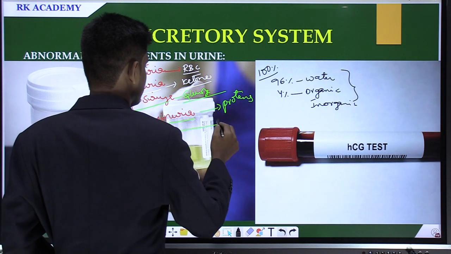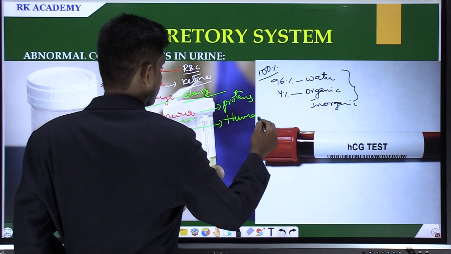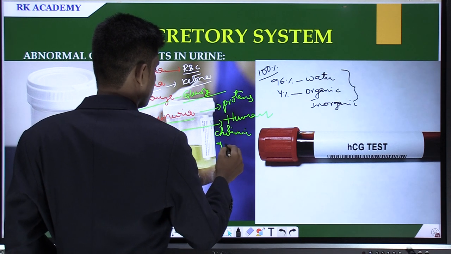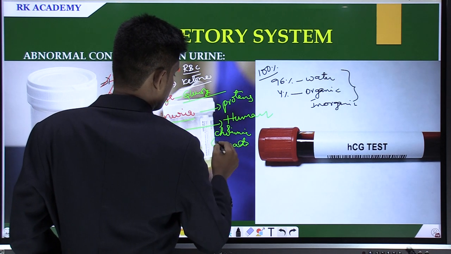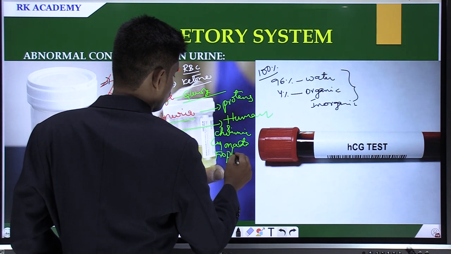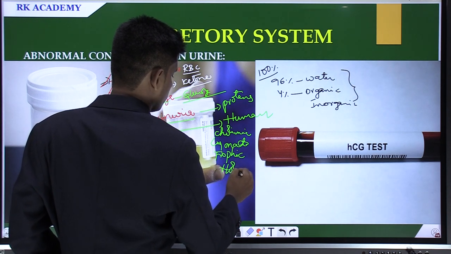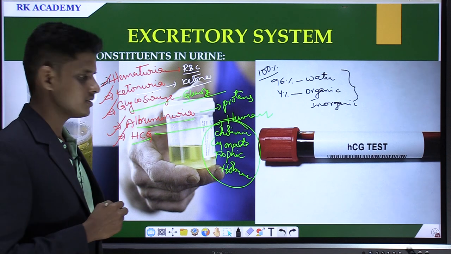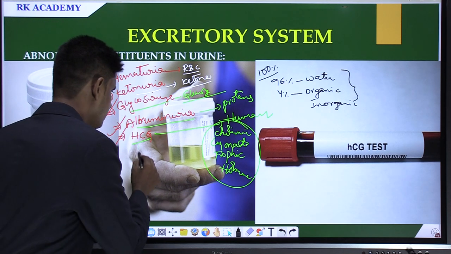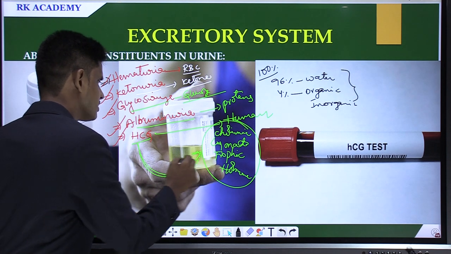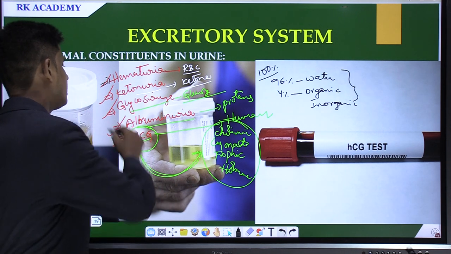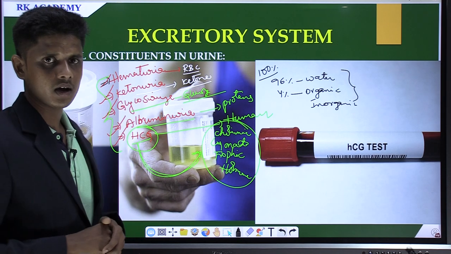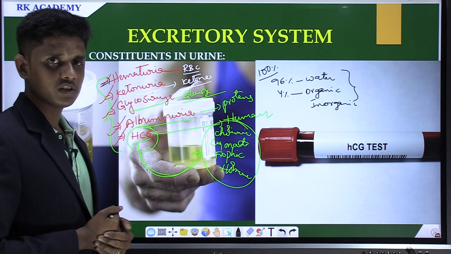In HCG, HCG means human chorionic gonadotropic hormone. This is the test done to females for confirmation of pregnancy. If it has traces in the urine, it is called HCG. And these are all the medical conditions where the urine is mixed with these components. These are the abnormal constituents of the urine.